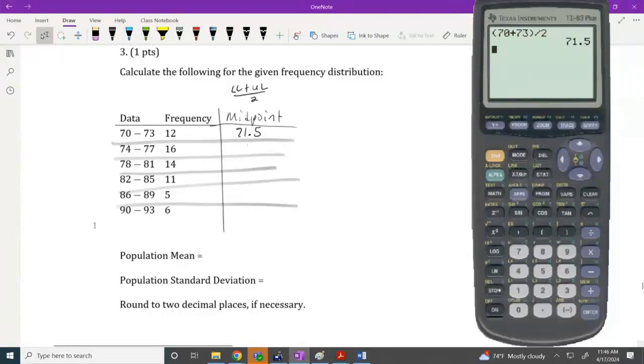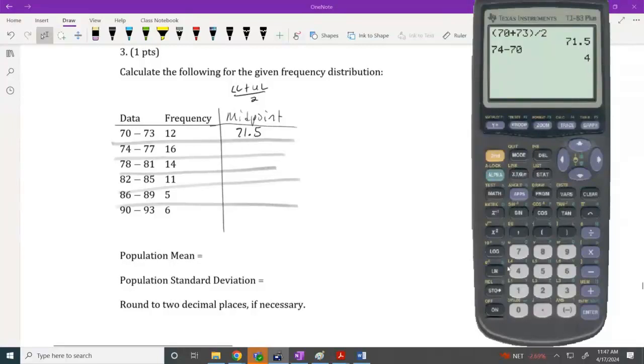And just to save a little bit of time, I'm going to find the class width and just keep adding that class width. Okay. So remember the class width, you can subtract the lower limits from consecutive classes or the upper limits for consecutive classes. So I'm going to just use the lower limit. So the lower limit for my second class is 74 minus the lower limit for my first class is 70. So that gives us a class width of 4. So now I can just simply add the class width to my midpoint.